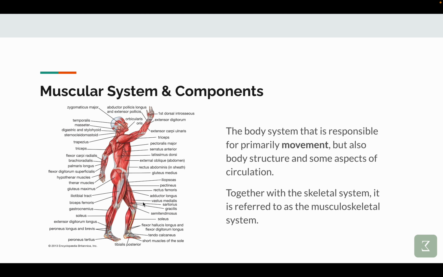And now we have the muscular system and its components. This is the body system that is responsible primarily for movement, but also body structure and some aspects of circulation. Together with the skeletal system, it is referred to as the musculoskeletal system. And if you're more interested in these muscles over here, as you can see on the left, take kinesiology. And that's all.